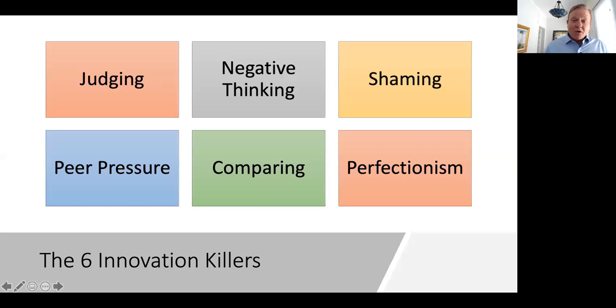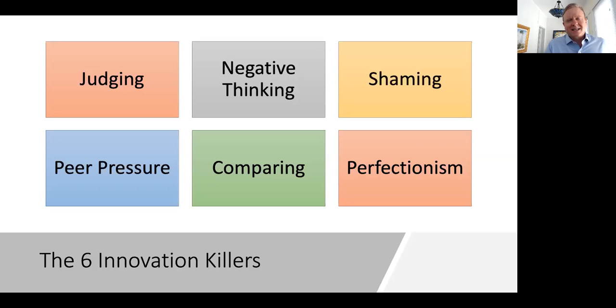Now, in part one, I talked about the 6 innovation killers, and if you remember, I said there's actually 12. So let's review the first 6. This is people judging you. This is people with negative thinking, being way too pessimistic, people shaming you for your ideas, peer pressure, people comparing your ideas to other people's ideas, people being perfectionists, where your idea just isn't perfect, and so they don't like it since it's not perfect.